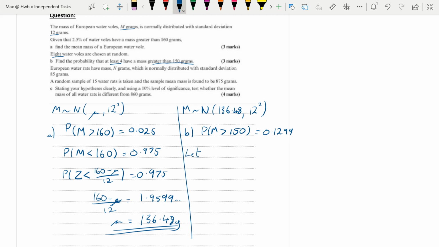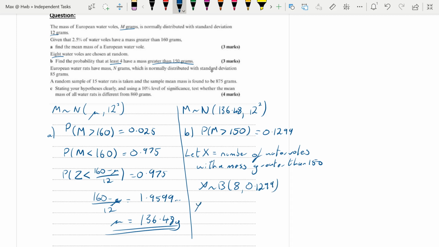So again, let's go with X equal to the number of water voles with a mass greater than 150. Okay, so X is binomially distributed again, and I've got 8, and my probability is what I've just found above.